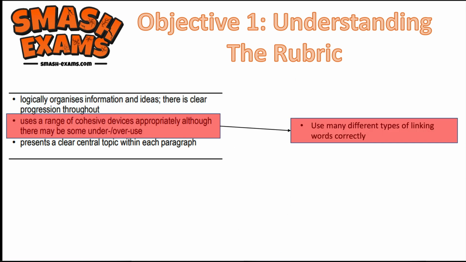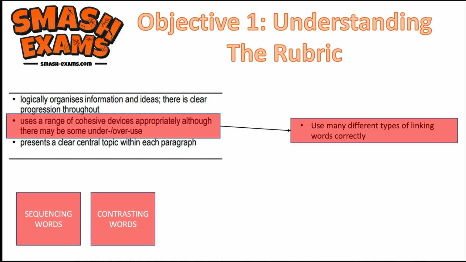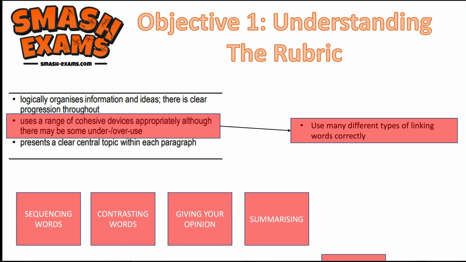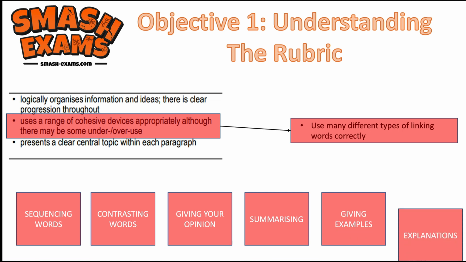Secondly, you need to use a range of cohesive devices, which means different types of linking words, which could be sequencing words, contrasting words, giving your opinion, summarizing, giving examples, and giving explanations. We'll be going through all this later in the video with some examples on how to do it.